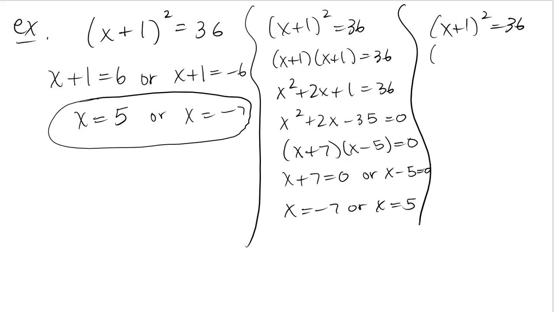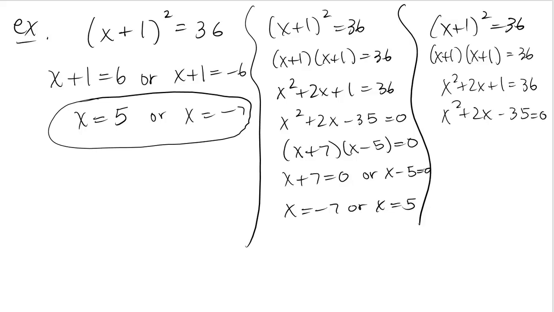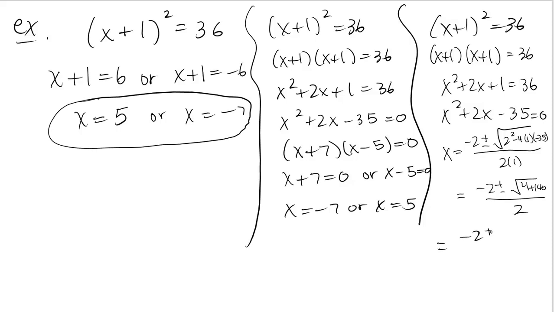If I were to do this by the quadratic formula, I'd have to do the exact same expansion. I'd still have to get 0 on one side. But now I'd have to apply the quadratic formula. So that's x equals negative 2 plus or minus the square root of 2 squared minus 4 times 1 times negative 35, all divided by 2 times 1, which is negative 2 plus or minus the square root of 4 plus 140, all divided by 2. That's negative 2 plus or minus the square root of 144, all divided by 2.